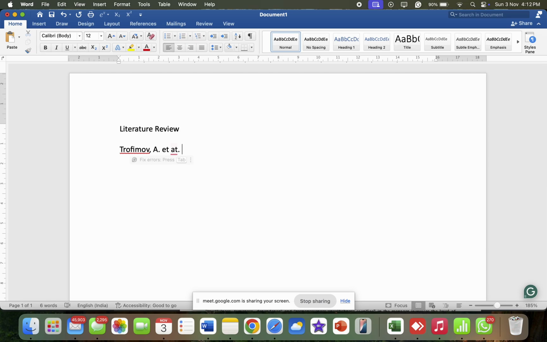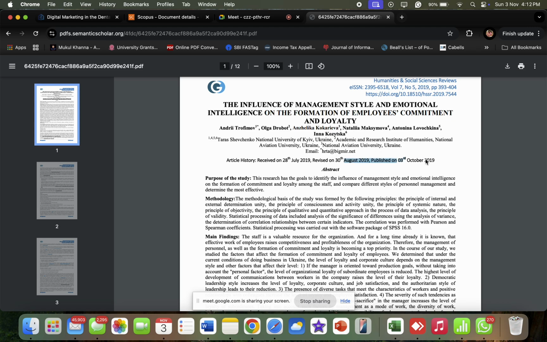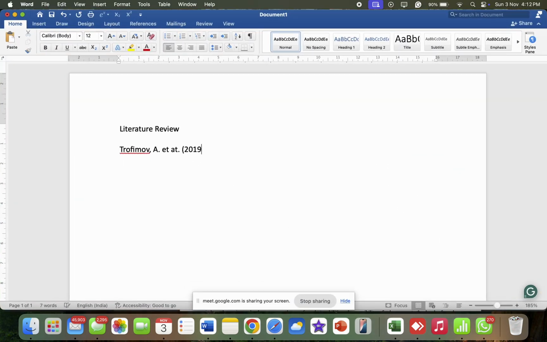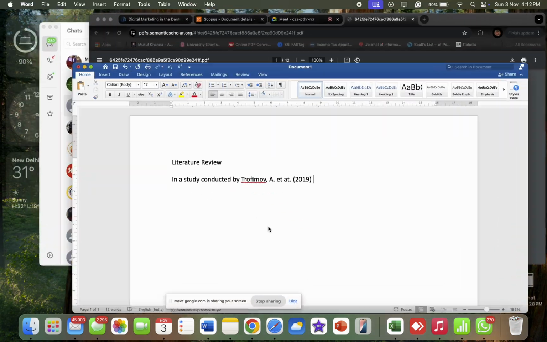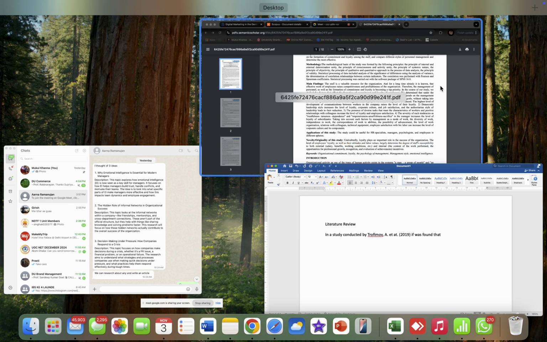Then for the first LR, we'll start with the year in which the paper was written. This paper was written in 2019, yes or no? Yes, sir. So we'll click over here and write 2019. This is how we'll write the LR. We can also write it like this: in a study conducted by this person, et al. means that there are several other authors apart from him.